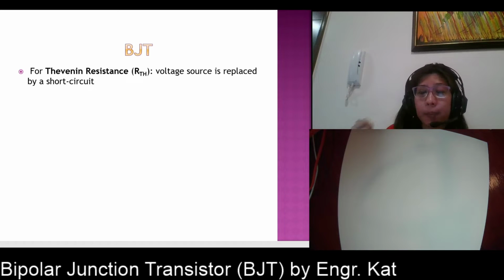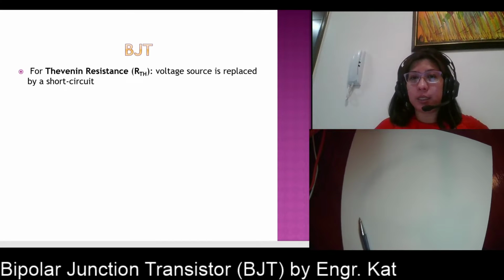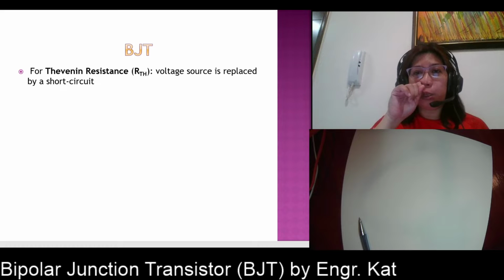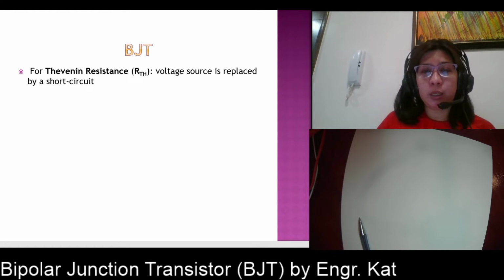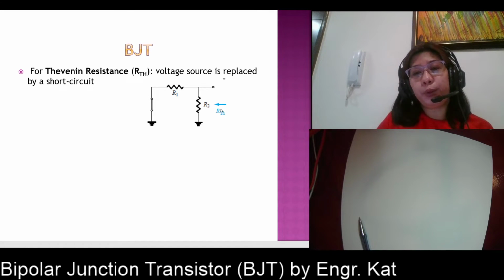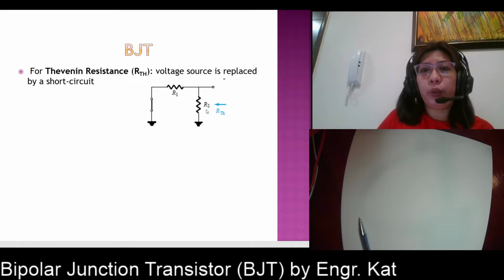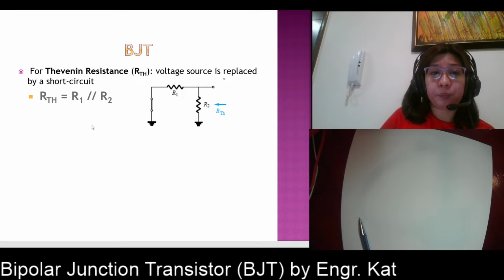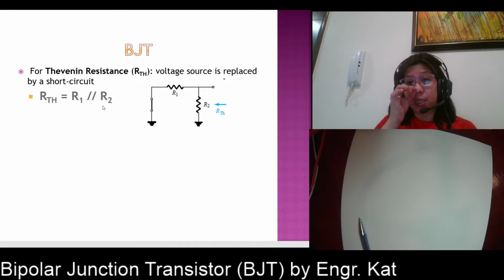This is the Thevenin's resistance that can be measured or solved when you replace all your sources by a short circuit. Since we only have one voltage source, we're going to replace that voltage source, your VCC, with a short circuit. When this is shorted, and we look for your RTH in this manner, we find that R1 and R2 are in parallel. So what is RTH? RTH is R1 in parallel with R2.